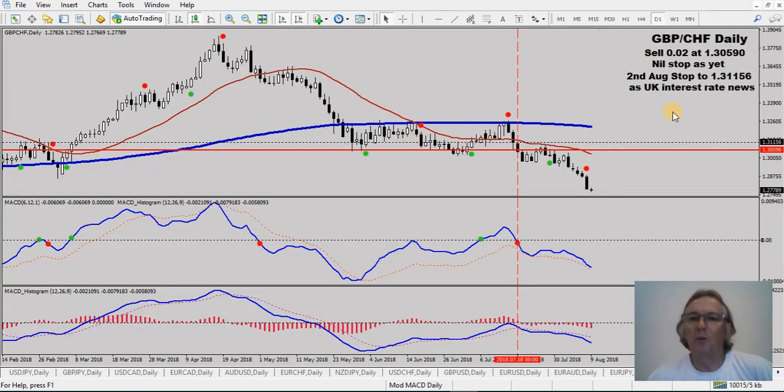Pound Swiss, 2 micro lot sell back here. Again, just took half off the table, so I closed half the trade there, just locking in profit. It's 280 pips or something like that, so I've got a stop in place already.